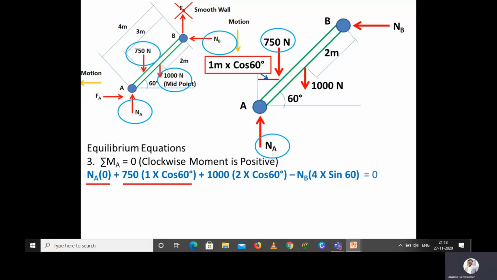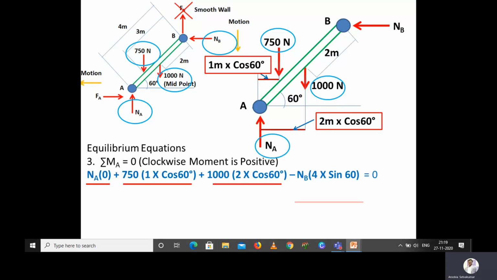Next one, we are moving to the next force, that is 1000 Newton. With respect to A, I have to calculate the perpendicular distance of this 1000 Newton. So this is the distance. We know very well that the 1000 Newton is acting at the midpoint of the ladder, so with respect to point A, this distance will be 2 meter multiplied with cos 60. So I have written 1000 multiplied with 2 into cos 60.